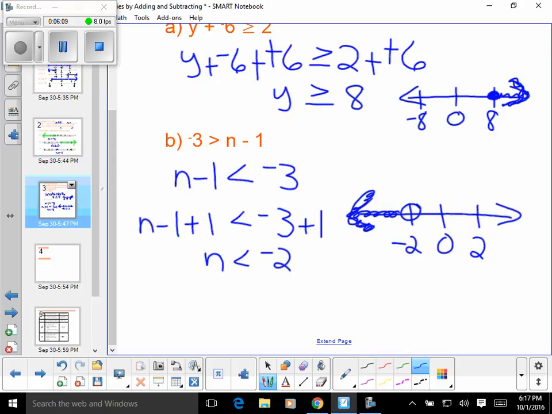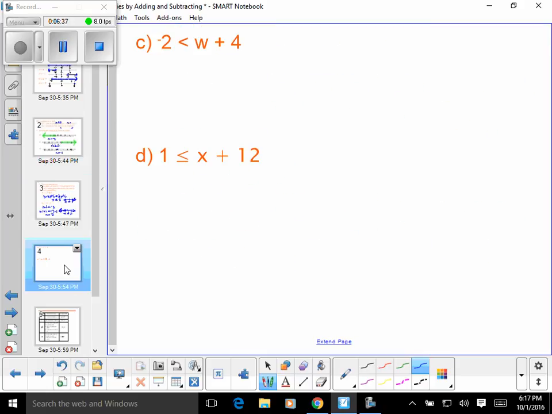You can also kind of reason these out too. Try a number that's less than -2. Take, for example, -4. -4 minus 1 is, well, let's try -5. -5 minus 1 is going to be -6, and -6 is less than -3. Or you can just follow the direction of the inequality symbol as well. Hit pause at this point, and you try C and D, and I'll show you how to work them.